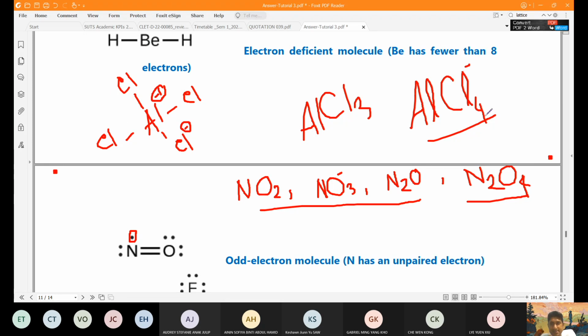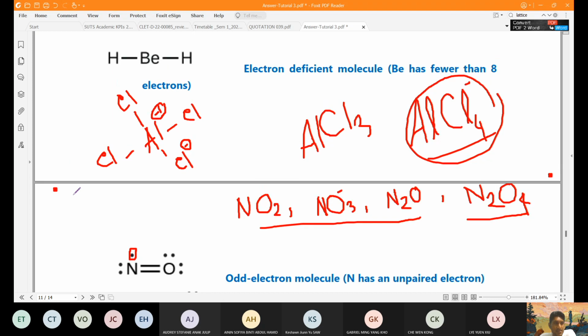But for this case, aluminium tetrachloride we are talking about here, this charge is born from the aluminium central atom. And that is why aluminium tetrachloride is not that stable.